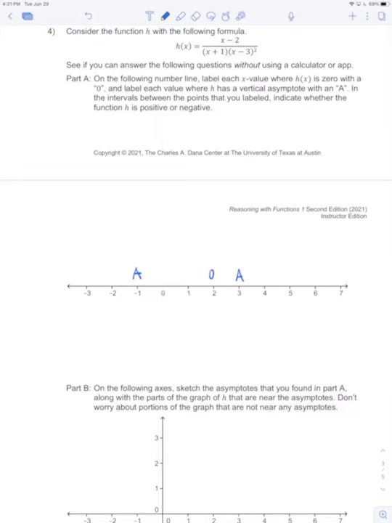Now, what we'd like to do is take a value less than -1, so we're on the left side of the -1 asymptote, and plug in a value. We could plug in -2. When we evaluate h of -2, we are going to get positive values all the way down.